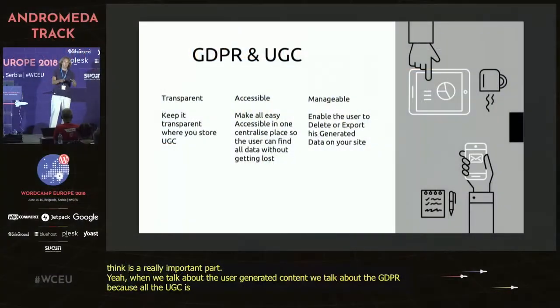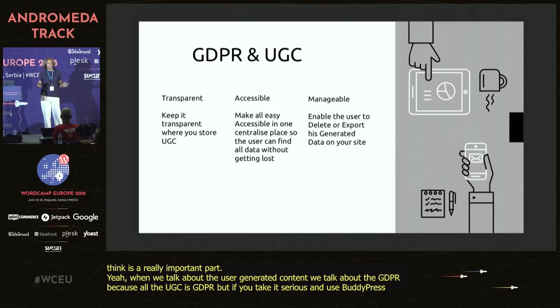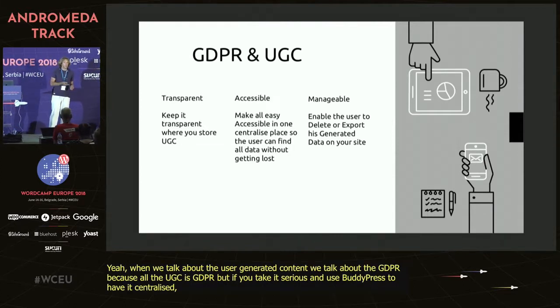So, yeah, when we talk about user-generated content, we also talk about GDPR. Because all the user-generated content actually is GDPR. But if you take it seriously and use, for example, BuddyPress, just the profile component, to have a centralized place, they can find all the information they give to you. And even external resources, like the Google Places, can be found in the profile and will make it super easy for them to manage their data.